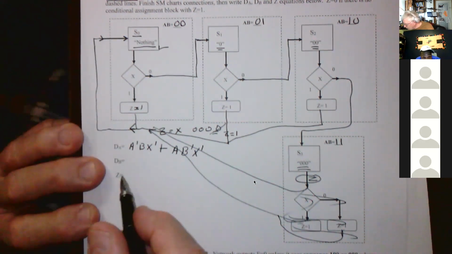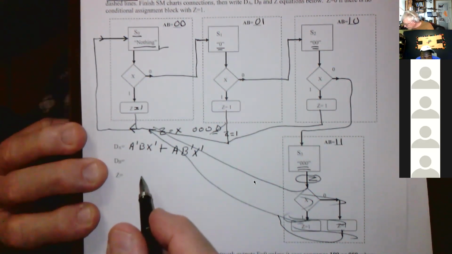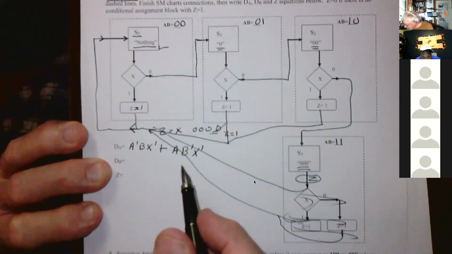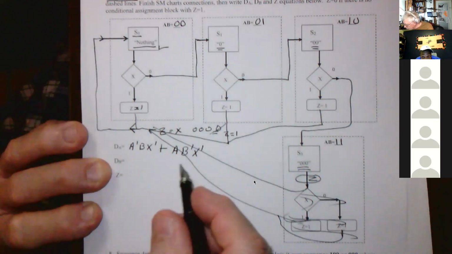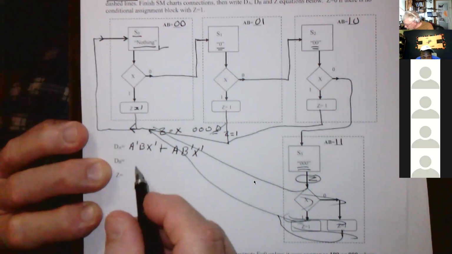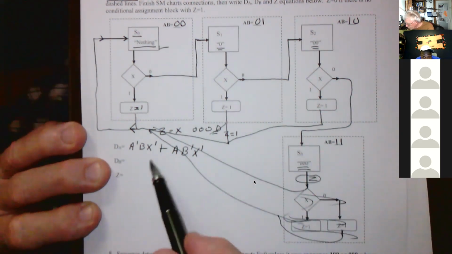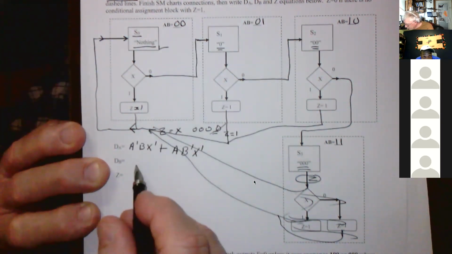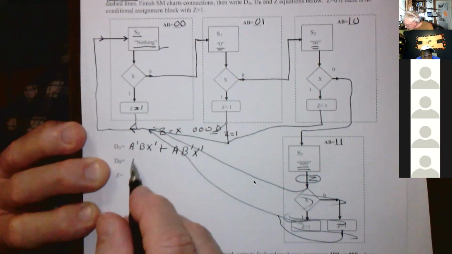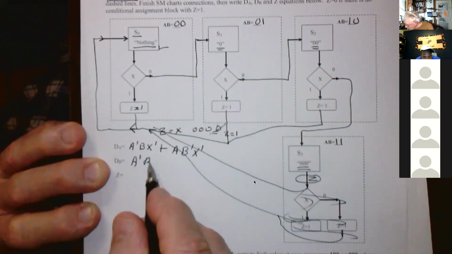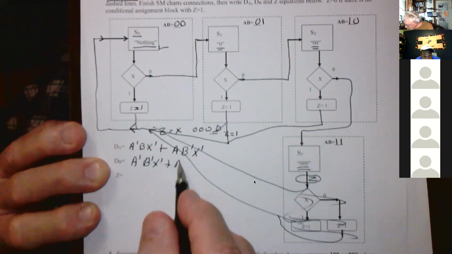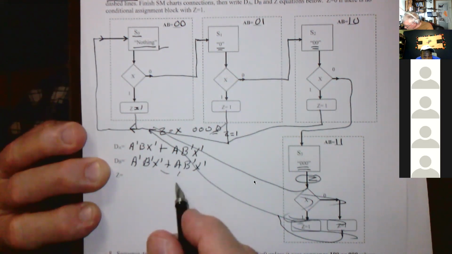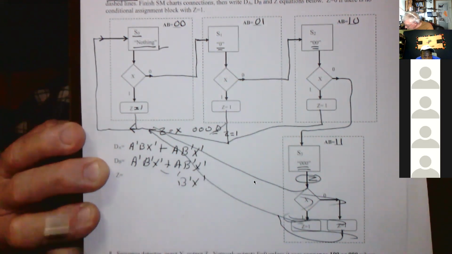All right, let's do the DB. So wherever B is 1, that would be S1 and S3. Same thing here, so we just need to add the new one, which would be A prime, B prime, X prime. Yeah, A prime, B prime, X prime plus A, B prime, X prime. And the nice thing here, these can be combined to B prime, X prime.